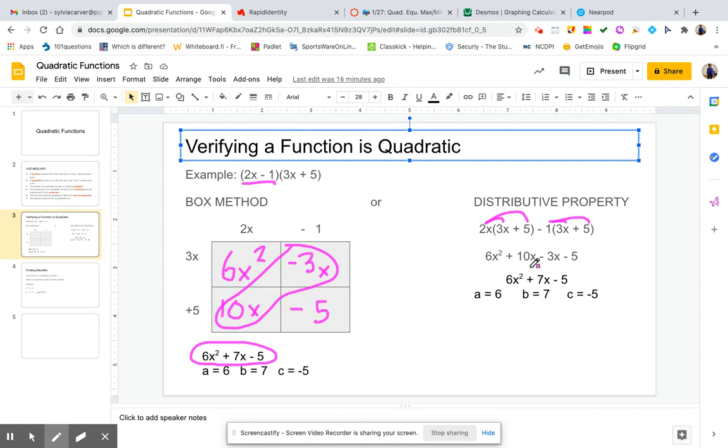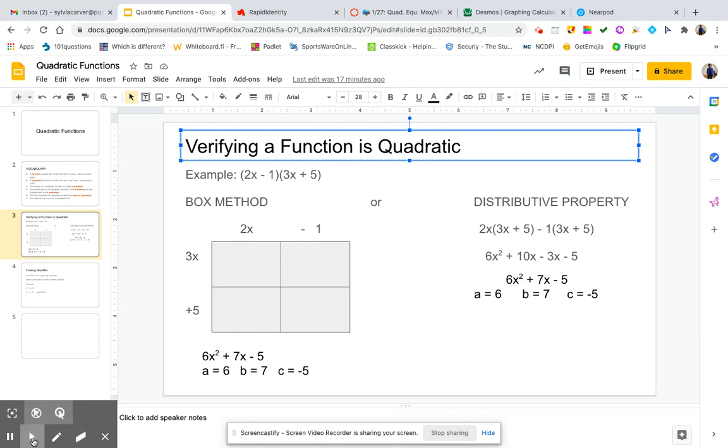And notice, once I combine my like terms, I get the exact same answer. A is positive 6, B is 7, C is negative 5. I just read off my coefficients. So we have verified that this is a quadratic function because my highest exponent is 2. And if I were to go graph this, it would indeed be a parabola.